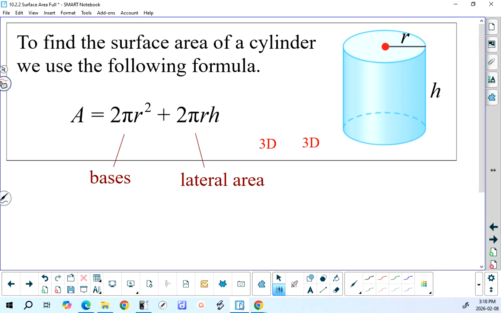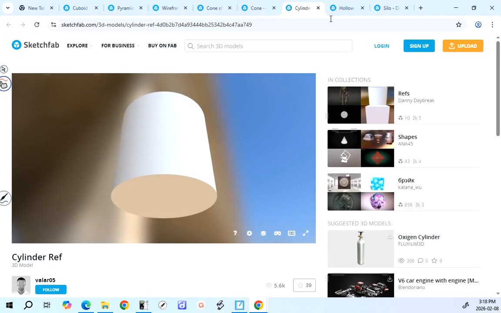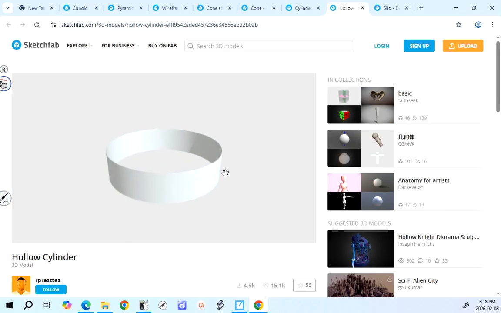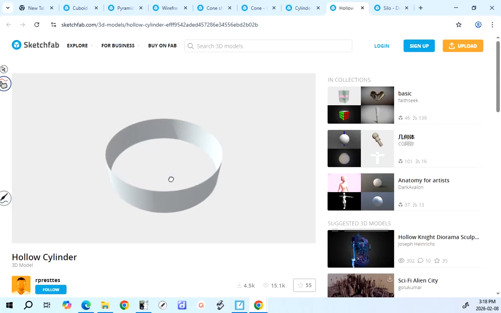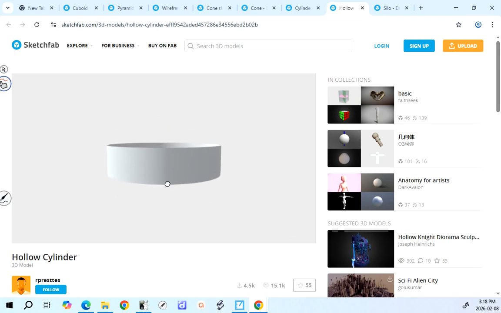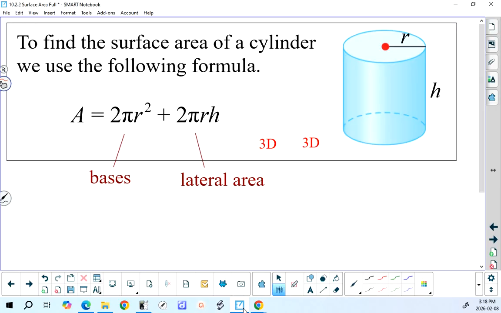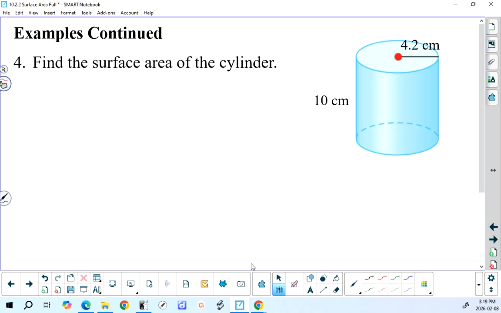The lateral area is the area around the outside, which I'll just show you here. That's with the lid removed. And really, if we were to slice this thing, just take a pair of scissors and cut this right here and unravel it, we would have a rectangle. And the length of the rectangle would be the circumference of this, which is 2 pi r, and the width would be the height. So if you're interested in where this 2 pi rh comes from, that's where it comes from. Number 4, what is the surface area of the cylinder?